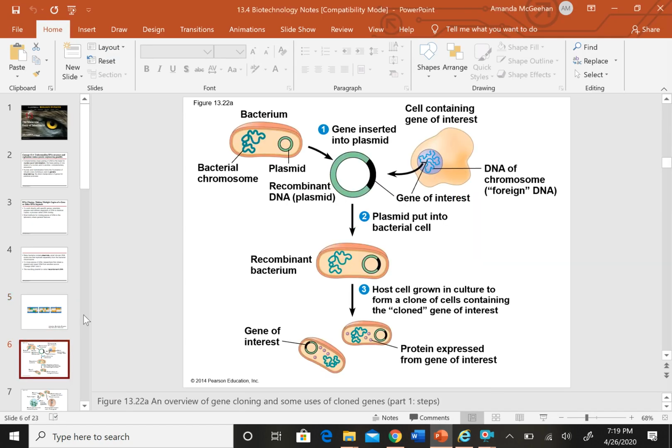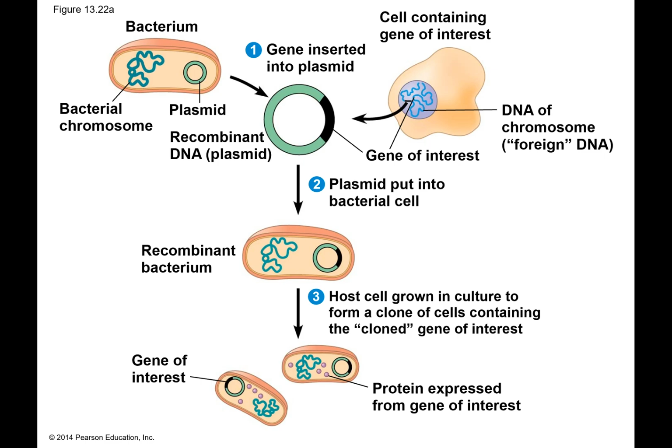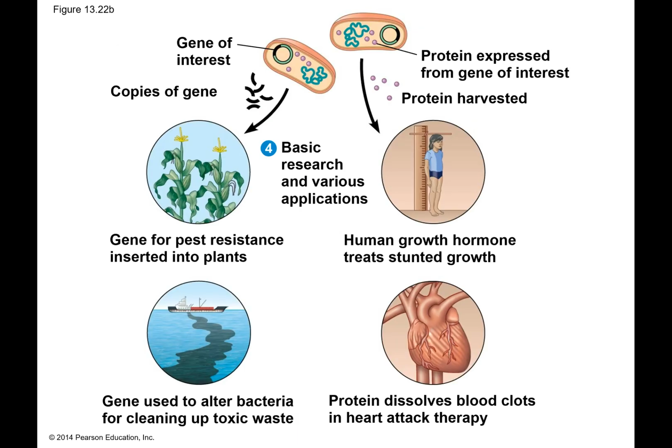This process of gene cloning that I was talking about, sorry, I was looking at what was on the screen. This is an overview of the process that I described, how they use the plasmid and the gene of the chromosome, or the gene on the DNA that they want to look at, and then some of the uses that we have for it.